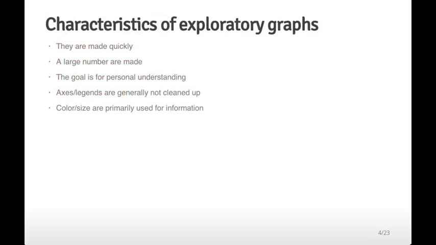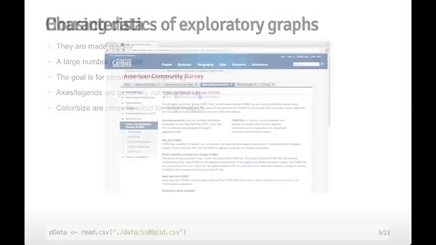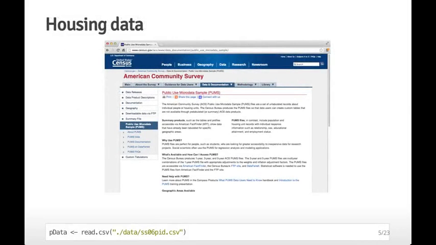Remember that the characteristics of exploratory graphs are primarily that they're made quickly, you make a large number, and you don't necessarily take time to clean those graphs up. So we're going to go back to the housing data that we've been using as an example. This is, again, reading in the housing data as a CSV file. If the file ss06pid.csv is in a different directory, you'll need to change the path before reading the data in.